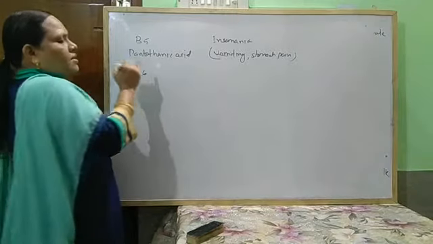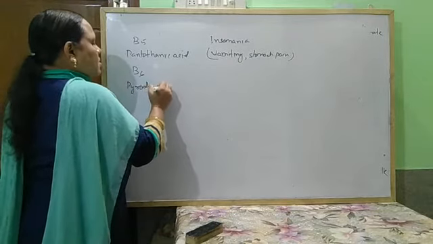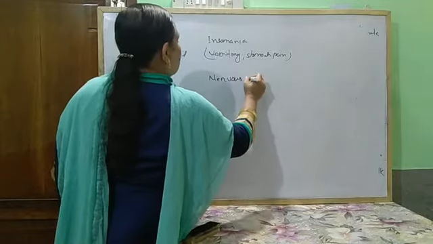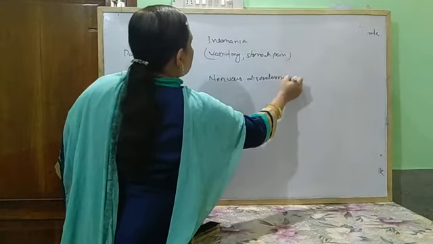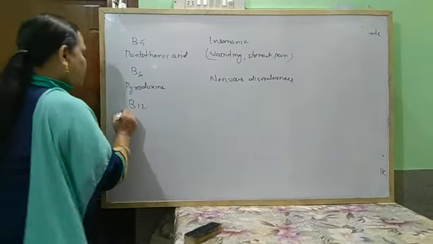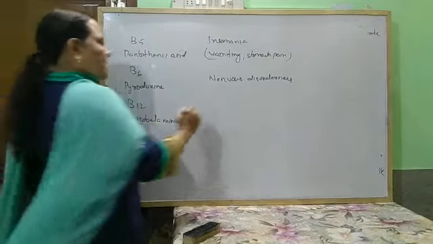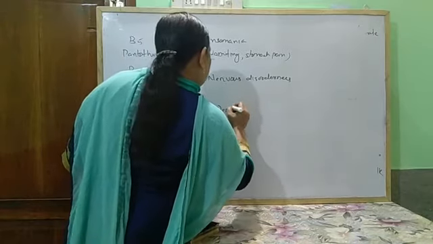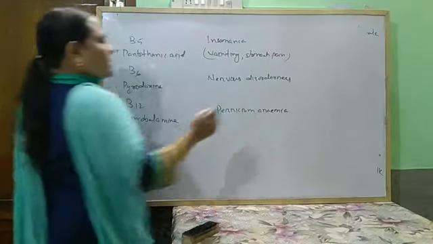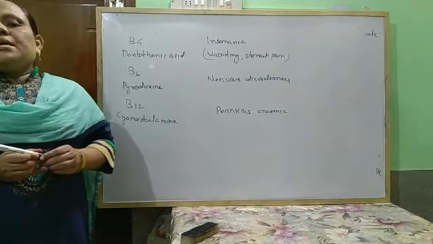Next we come to vitamin B6, known as pyridoxine. Its deficiency disease is nervous disorder. Then another vitamin, B12, generally known as cyanocobalamin, and the deficiency disease is pernicious anemia.